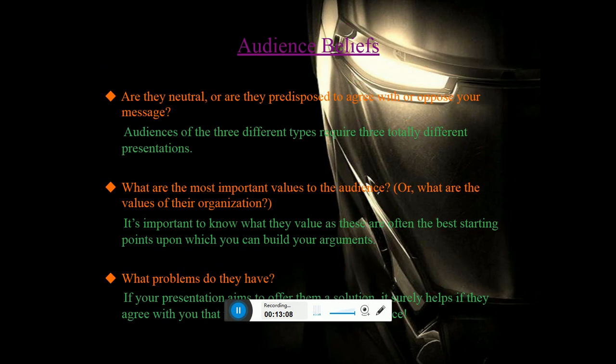Audience beliefs. उनके नज़रियात क्या हैं, ऑलरेडी वो किस बिलीफ और किस माइंडसेट के साथ बैठे हुए हैं. Are they neutral, and are they predisposed to agree with or oppose your message? Audiences of 3 different types require 3 totally different presentations.